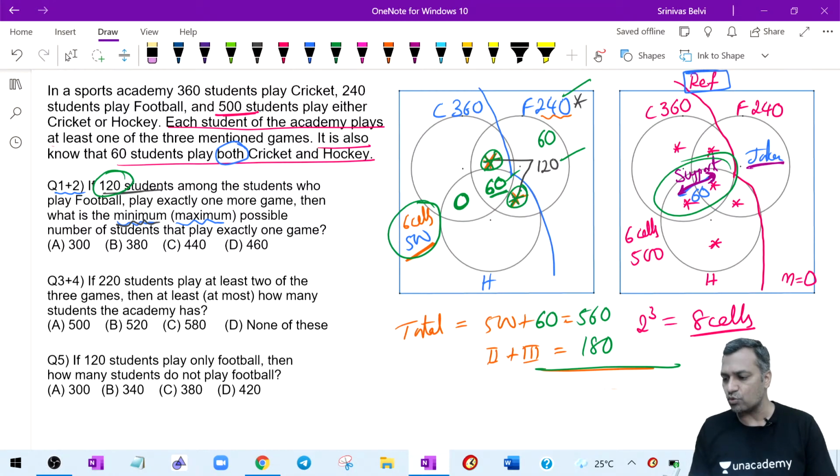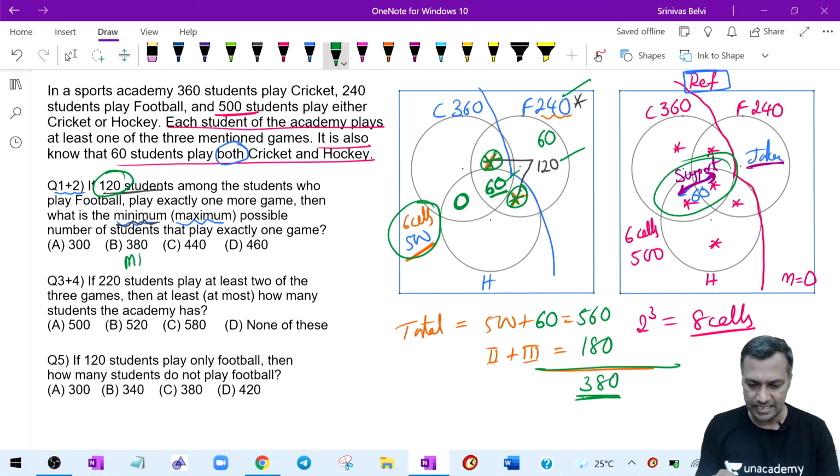Now I will reduce that 180 out of this. All right, 560, and I will reduce this 180 out of this. So therefore, I will be left with how much? 380. I'll be left with 380. Therefore, 380 is the minima, 440 is the maxima.